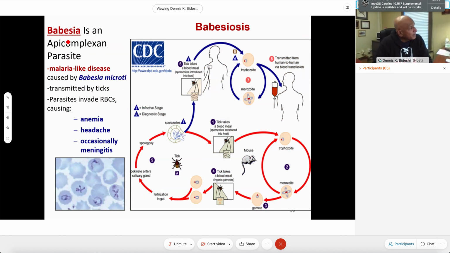All right. Now, the next disease on the list is babesiosis. This is caused by an organism called Babesia. There are many different species, but microti. So what do I want you to know about this? Well, if you take a look at the blood smear, it kind of looks like malaria, right? Except this is not transmitted by mosquitoes. It's transmitted by a tick.